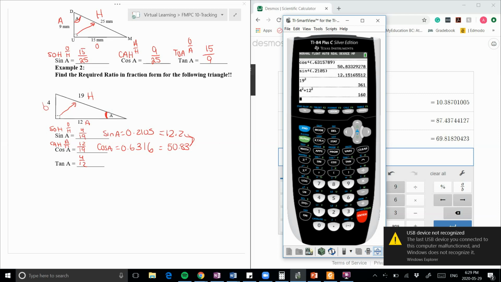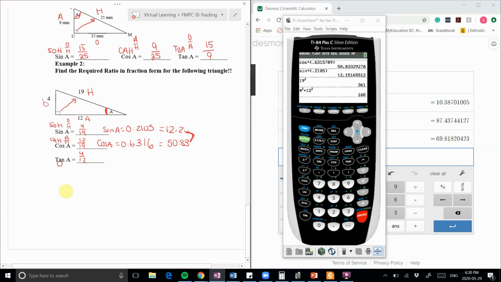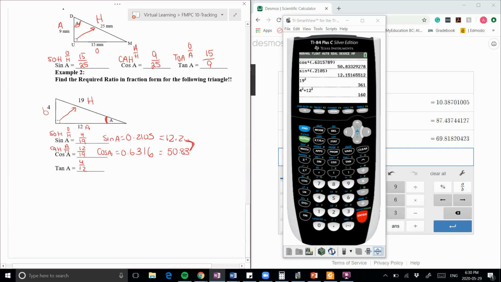So this doesn't work. But theoretically, these should end up being the same ratio. And we'll do some tests next day to see if that's true. So you guys are going to do the worksheet that is handed out today.